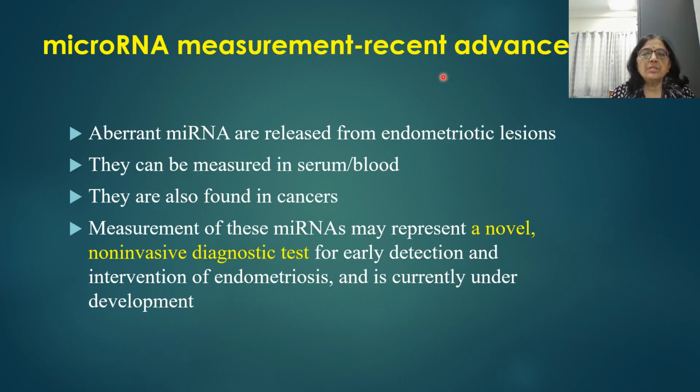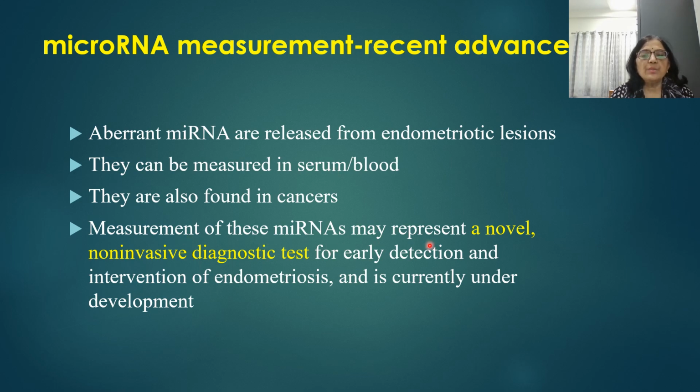Now, this is something new, a recent advance as far as endometriosis goes, where it has been described that microRNA particles are released. These aberrant microRNAs are released from endometriotic lesions into the blood circulation, and they can be measured in serum or blood. They are also found in certain cancers. Cancer cells also produce these abnormal forms of microRNAs, which are specific for that cancer. Similarly, for endometriosis also, specific abnormal microRNAs are detected in the circulation.